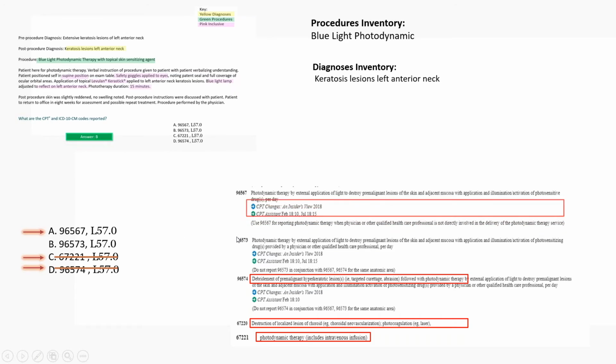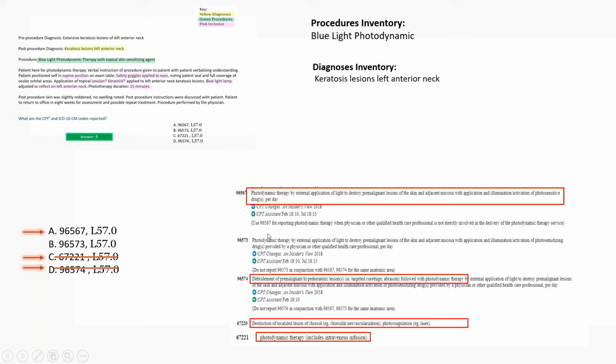And option A is coding for photodynamic therapy, external application of light to destroy the pre-malignant lesion of the skin and adjacent mucosa with application and illumination or activation of photosensitive drugs per day. You know what, coders? I would have a look into this answer as well. But this one is wrong, because in the parenthesis it states 96567 for reporting photodynamic therapy when a physician or other qualified healthcare professional is not directly involved in delivery of the photodynamic therapy service. And over here, it has been mentioned that the procedure was performed by the physician. That's why I said in the beginning, this is going to be an important section.